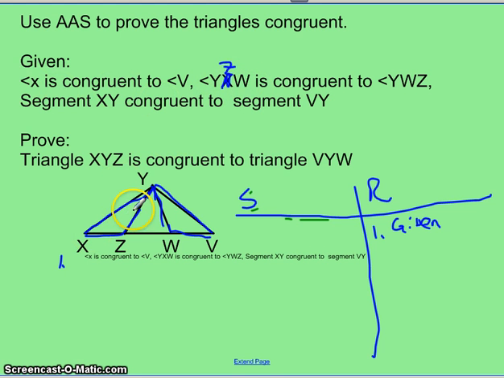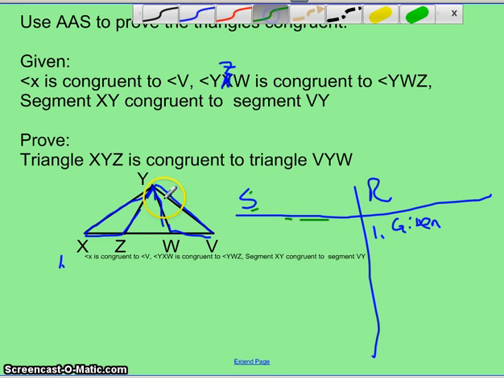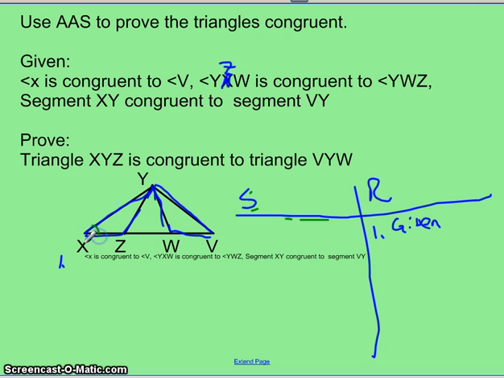So anyways, let's get a different color here so it kind of stands out. I've got the X is congruent with the V in the given. I've got YZW, which is right here, is congruent to YWV, which is right here. So I'm marking that stuff. Now I've got segment XY right here is congruent to segment VY, which is right here.